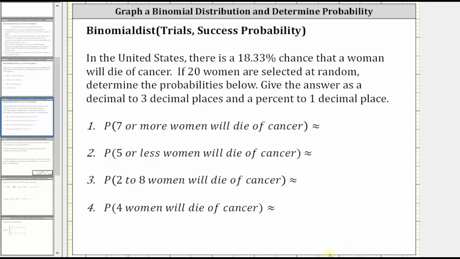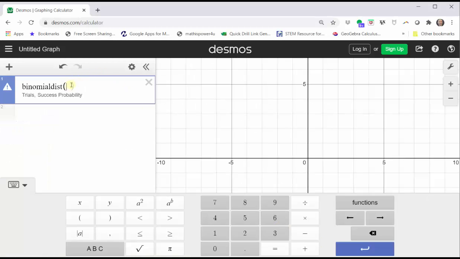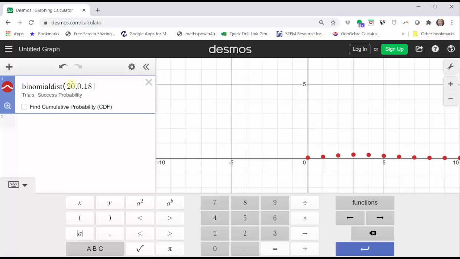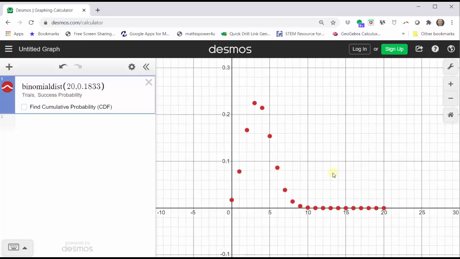enter as a decimal. Going back to Desmos, we type in 20, 0.1833, which is 18.33% as a decimal. Let's close the Desmos keypad. Let's adjust the window by clicking the Zoom Fit button, which is the magnifying glass below the red circle. And now we have a nice graph of the binomial distribution.